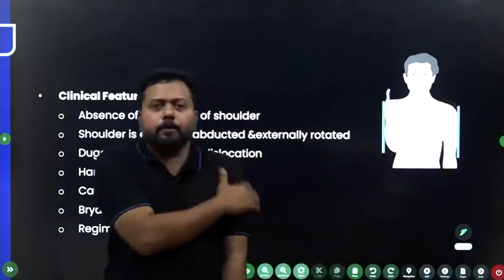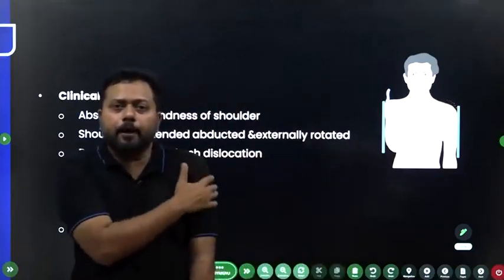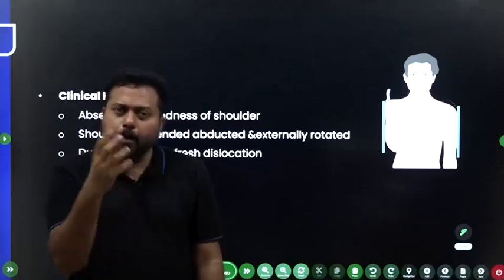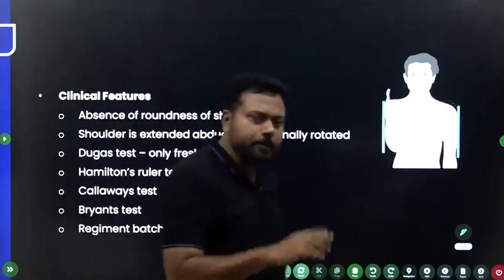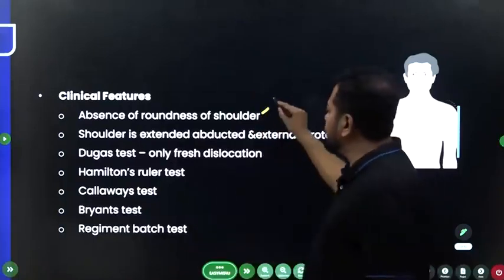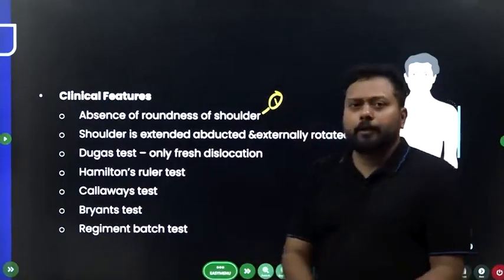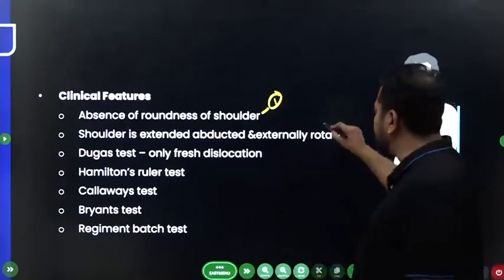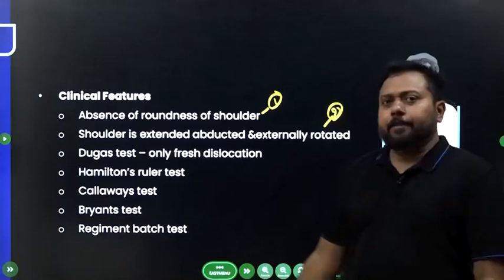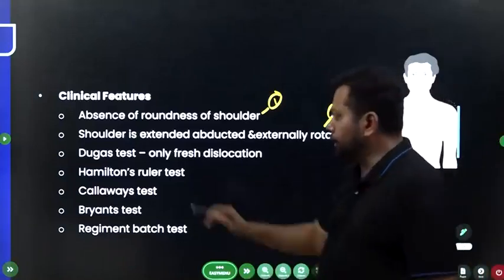There is loss of roundness of the shoulder. The deltoid contour is lost because the ball has slipped out of the socket. Flat deltoid. The absence of roundness of the shoulder is the first sign. Shoulder is extended, slightly abducted, externally rotated. That is the attitude. That is the second sign. Patient is not able to touch the opposite shoulder.